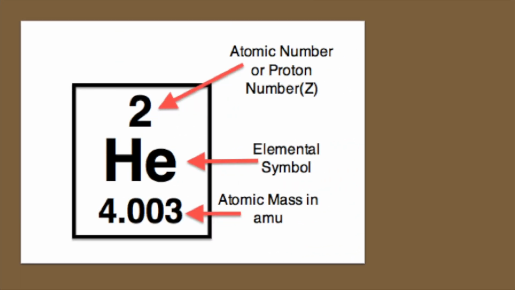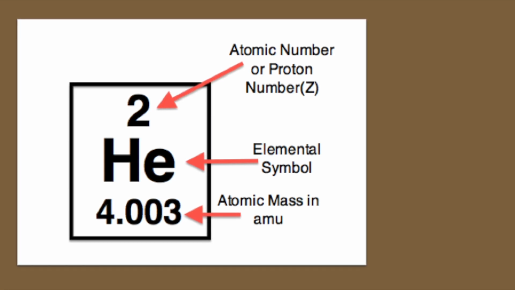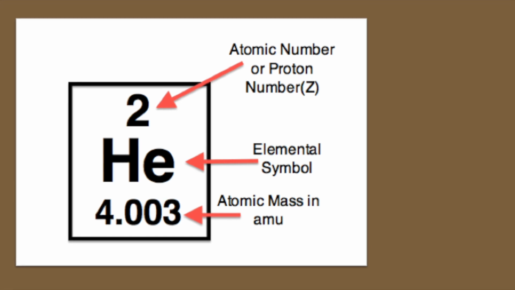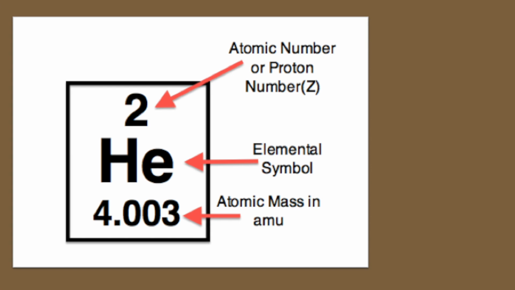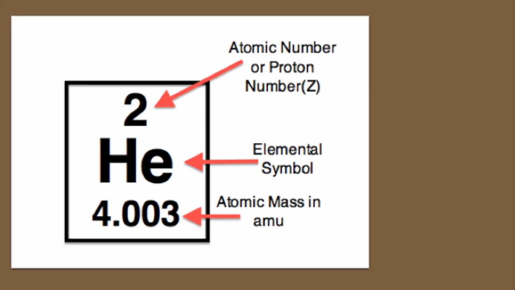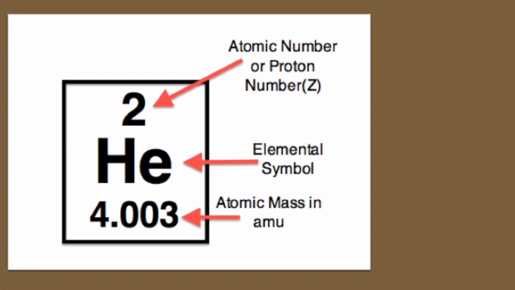To determine the number of particles, we need to refer back to our periodic table. The periodic table, along with a few calculations, will give us specific information about each element and its subparticles. Each square on the table identifies a different element. This one identifies the element helium. Within each square, you will find the element symbol, the atomic mass, and its atomic number.